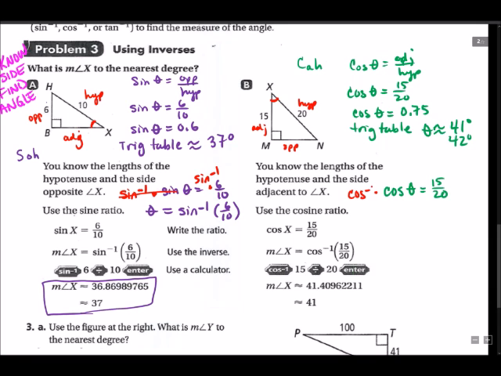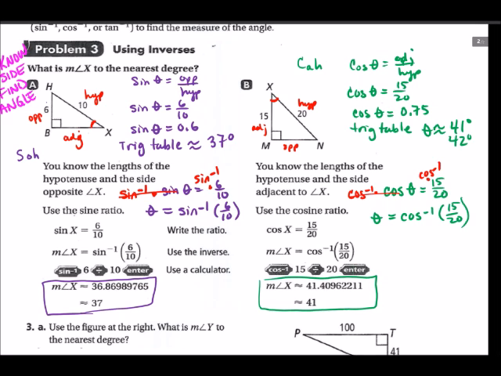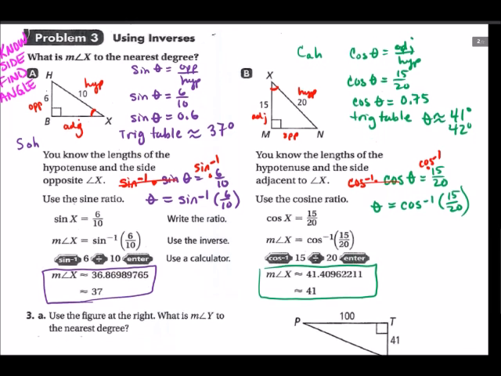Multiply both sides by inverse cosine. Those cancel. So theta equals inverse cosine of 15/20. And what that comes out to on your calculator, 41.4. So 41, 42 degrees. This one would round down, just barely. Okay.